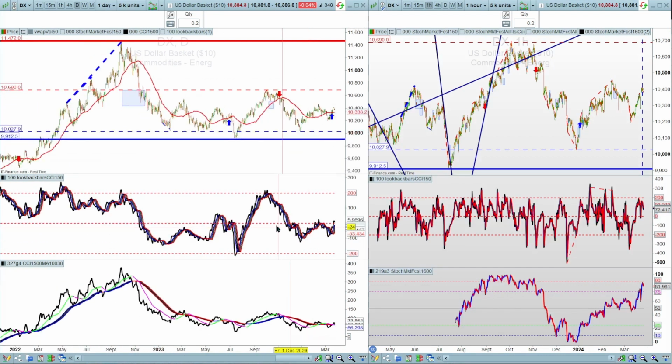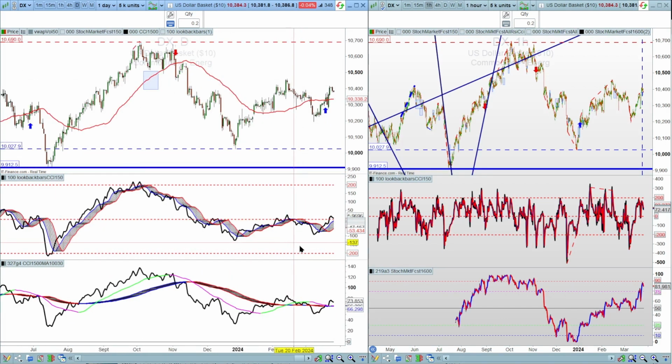If I zoom out, going back, there was a bullish divergence here. Again, just as an exercise, higher lows on the CCI 150 versus lower lows on the price chart. But at the moment, there's no divergence to talk of.